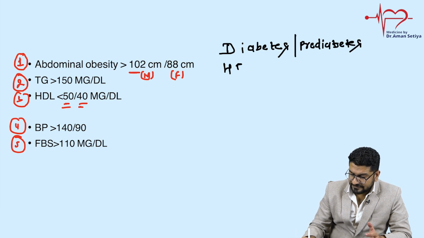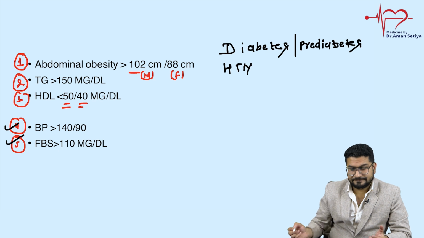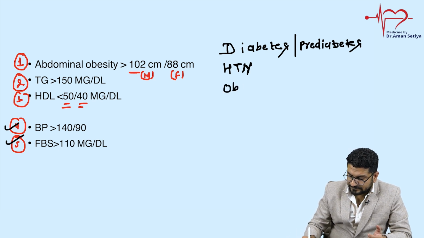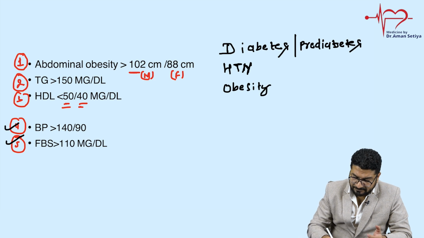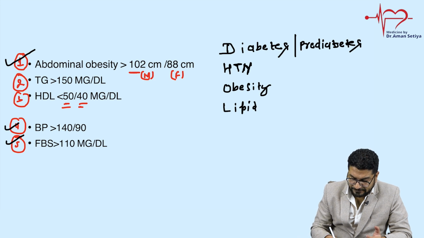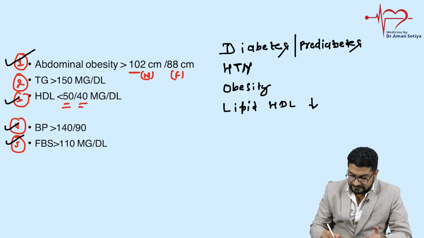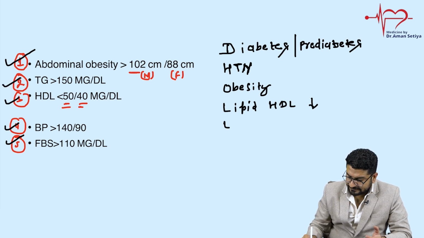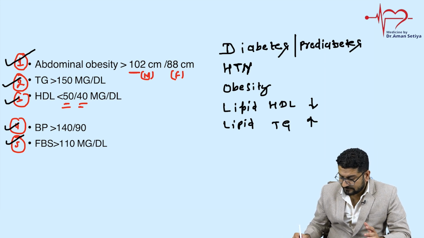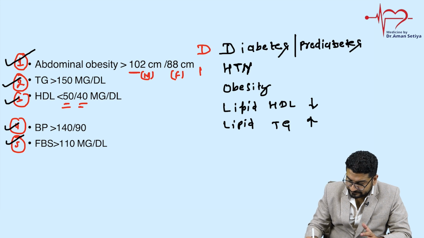Then patient is having hypertension, you can clearly see patient is having high BP. Then patient is having obesity, graded by measuring abdominal girth. Then patient is having lipid abnormality. First I talk about HDL, this lipid HDL is decreased. Then the next lipid is triglyceride. HDL, LDL, VLDL, all these are lipids, and triglyceride is increased. So these are 5 features. Now look at the screen very carefully. I am writing here DOL.